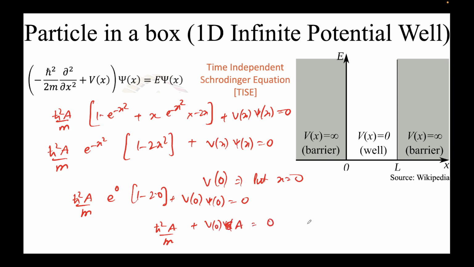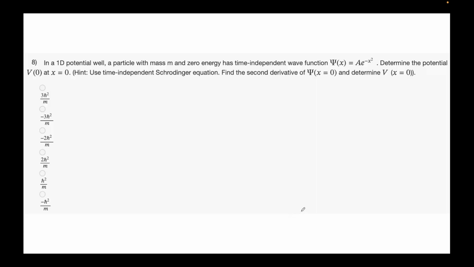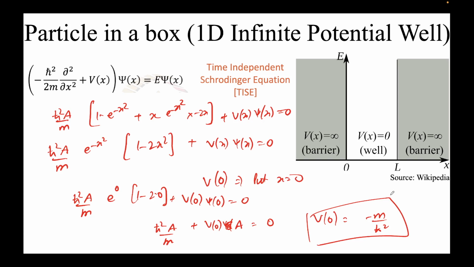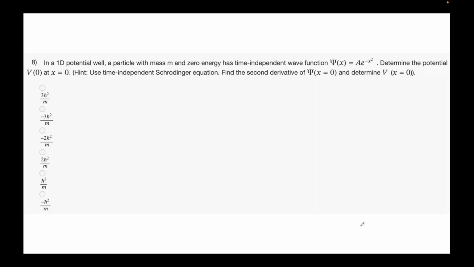Psi(0) is nothing but your a, because remember psi was a e to the power minus x square. So from here you can get V(0) equal to, a will get cancelled, minus m by h cut square. You can cross multiply and we'll get this answer. Sorry, not the inverse. It will be minus h cut square by m. A and a will get cancelled, minus h cut square by m. Yeah, this is the option.